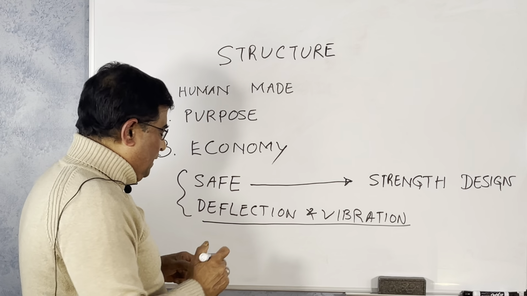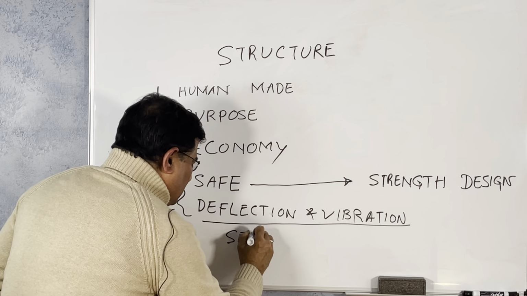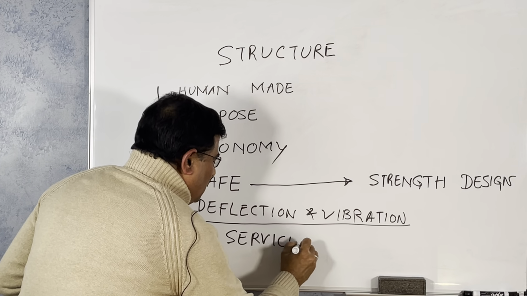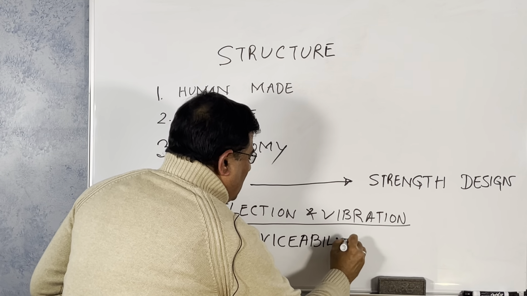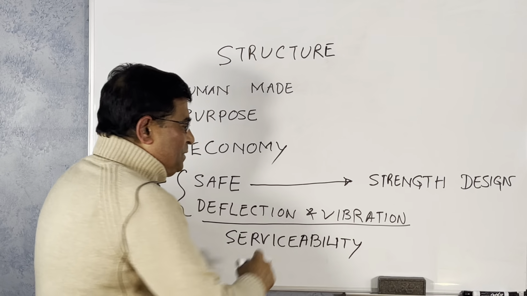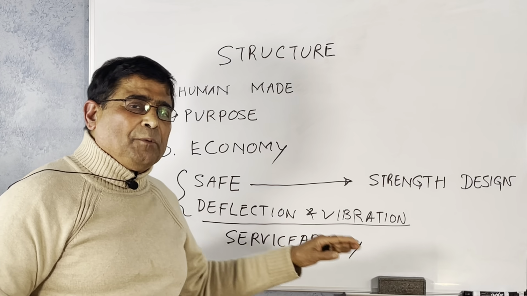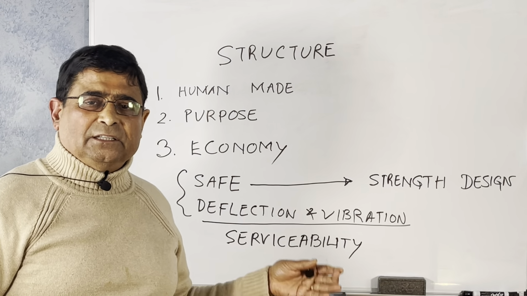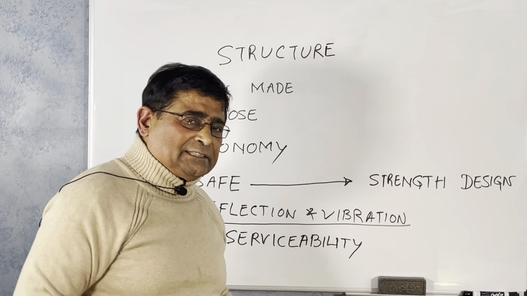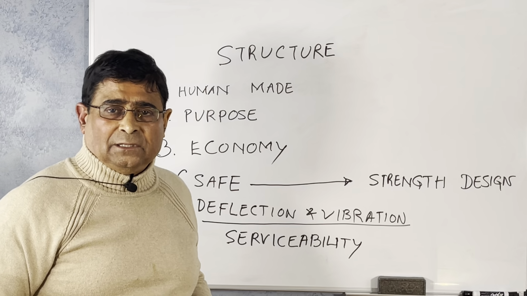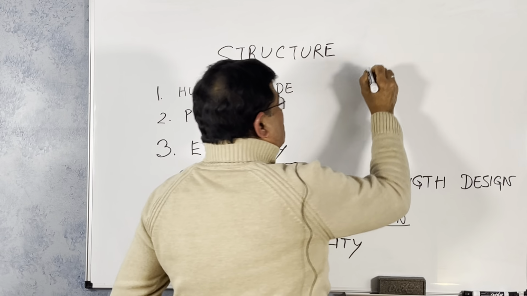The second thing is the deflection or vibration. So this is your serviceability. These two conditions always have to be satisfied: strength and serviceability. Serviceability means whether the people occupying or using the structure feel safe or not. But why do we need the strength? For what purpose? Whenever you build a structure, it is subjected to some loads.